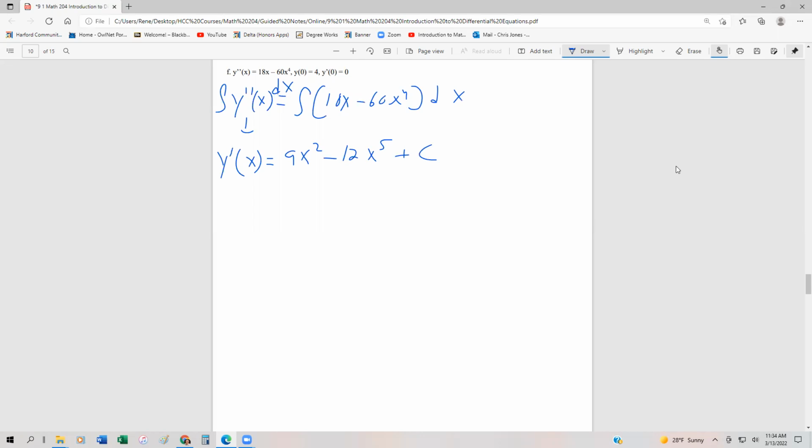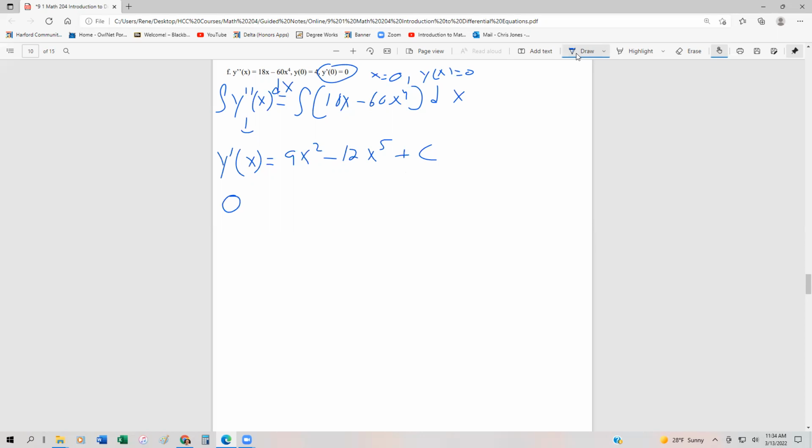plus some constant of integration. And remember, this is the general solution, okay? At least for the first derivative, all right? So we can't even say that's the general solution yet, okay? But we have this initial value that y prime at 0 is 0. That means that x is 0 and y prime at x is going to be 0. So we just substitute those in.